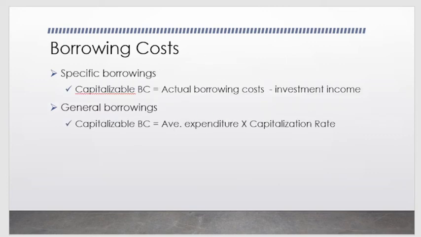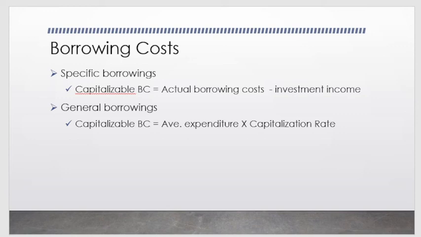Next, the rules on specific borrowings and general borrowings. So ito po ay natutunan mo na in your financial accounting, but we will just cite an example in government. So yung specific borrowings and general borrowings. So we know under specific borrowings, yung capitalizable borrowing cost daw would be the actual borrowing cost minus the investment income. Ano itong investment income na to?